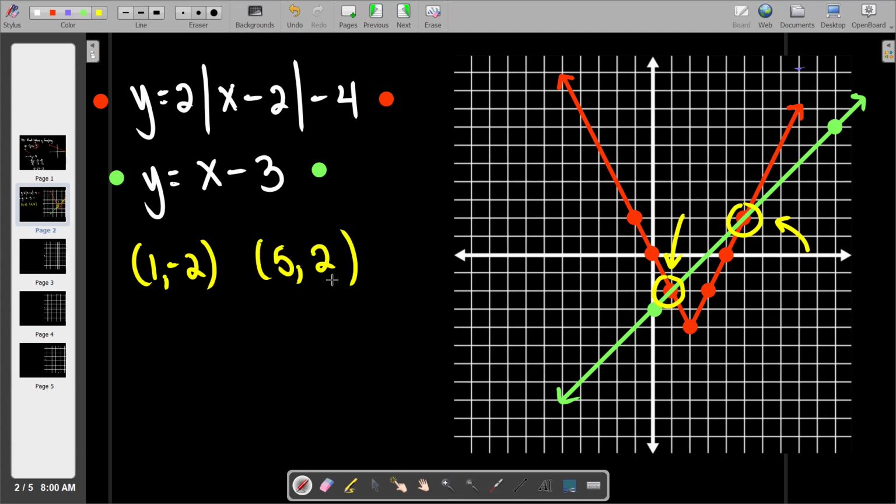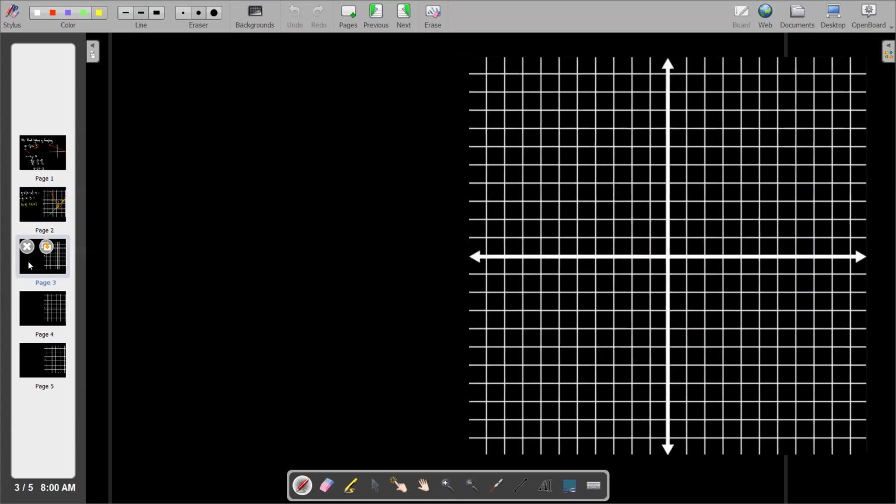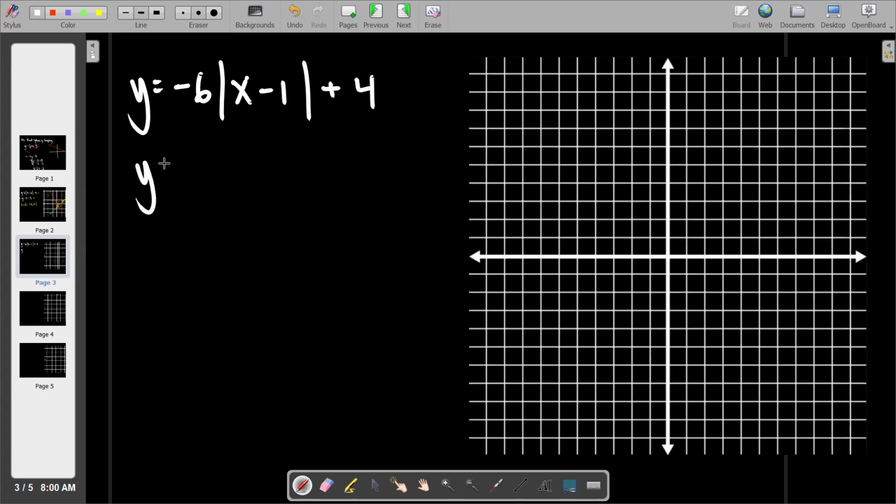So I've got a few more examples. I tried to cover all different scenarios that you might encounter. So any questions on that first one? Just graph, see where they cross. There's nothing to it. So second one, I'm going to do the other kind of warm-up one, I think. Let's do y equals -6 times the absolute value of x minus 1, plus 4. And then our second equation will be y equals -8.